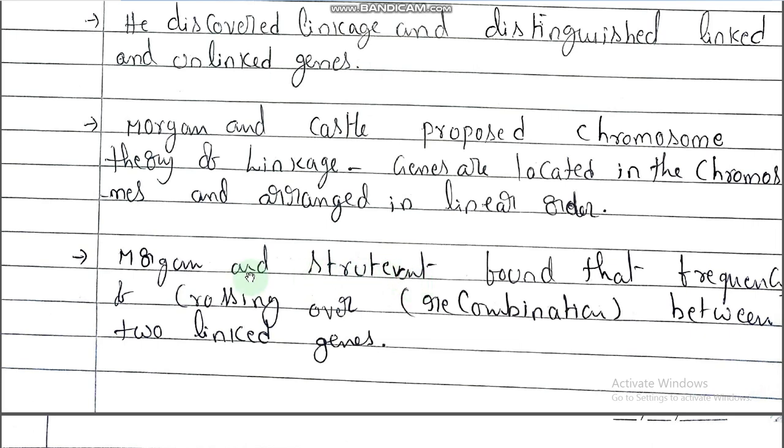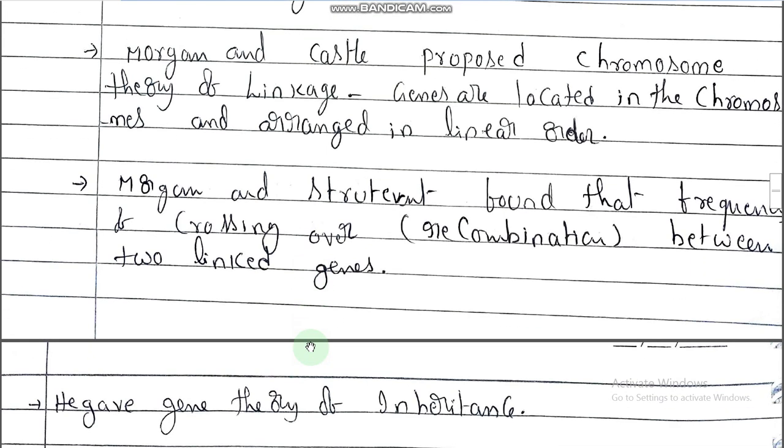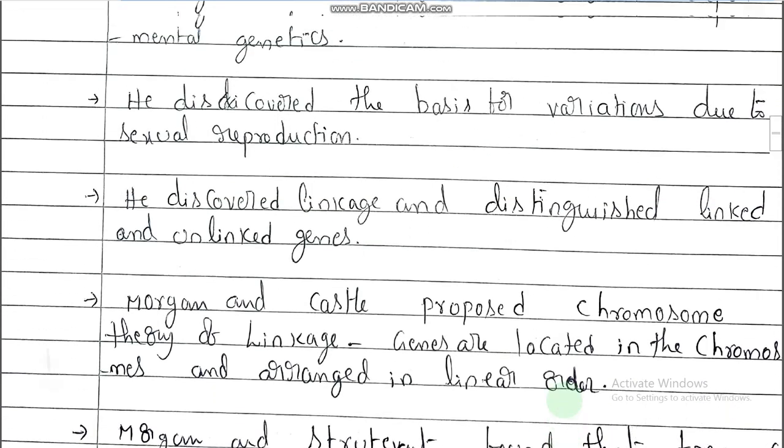Morgan and Struthwaite, who was a student of Morgan, found the frequency of crossing over or recombination between two linked genes. This was also proposed by Morgan and Struthwaite. Morgan gave the gene theory of inheritance. So these are the different contributions of Morgan to genetics, right?